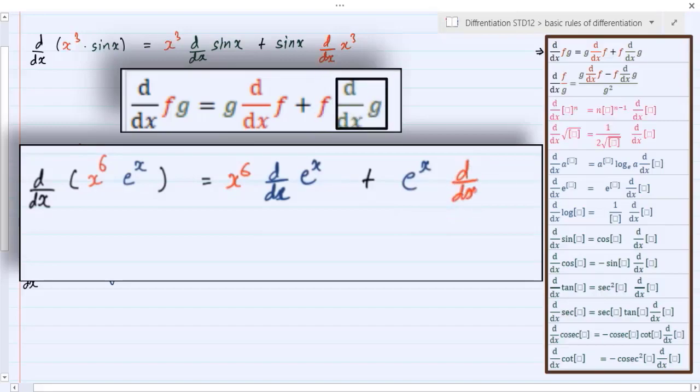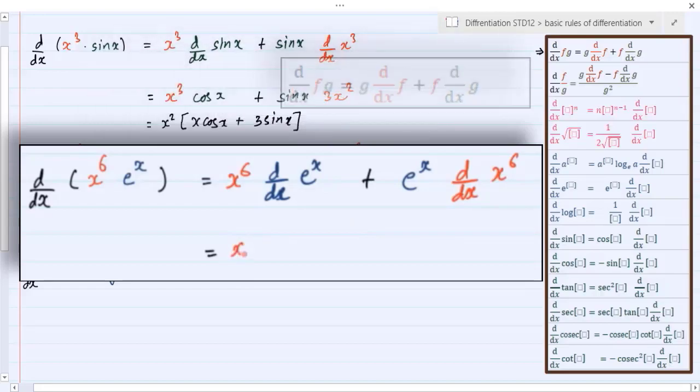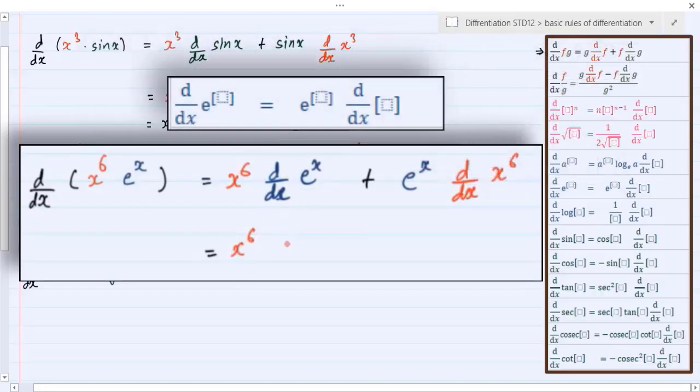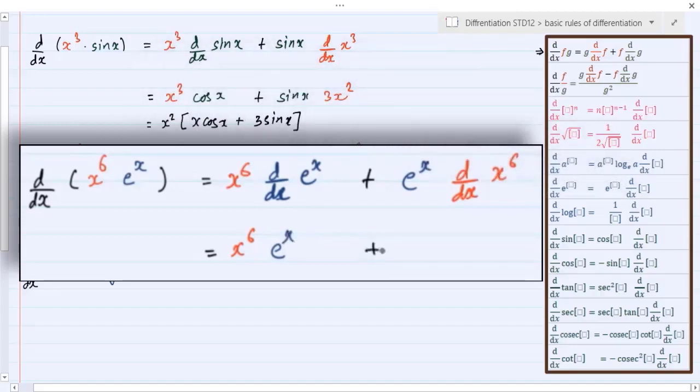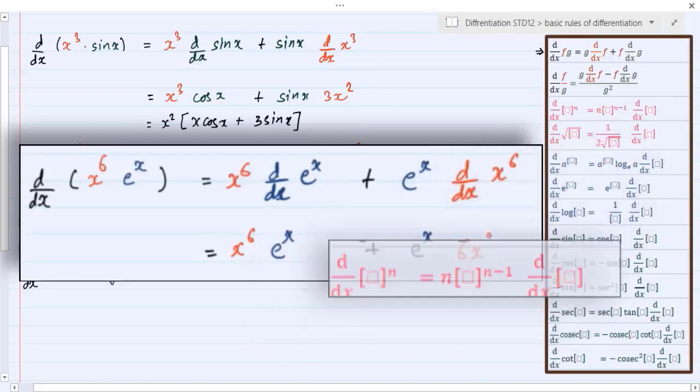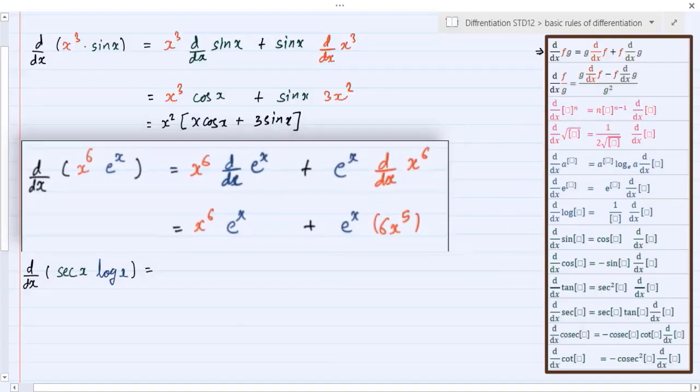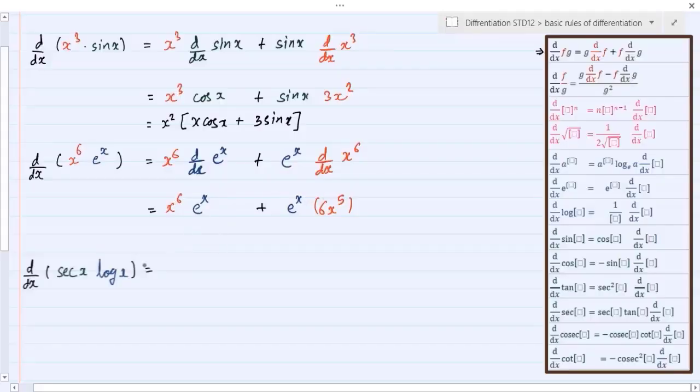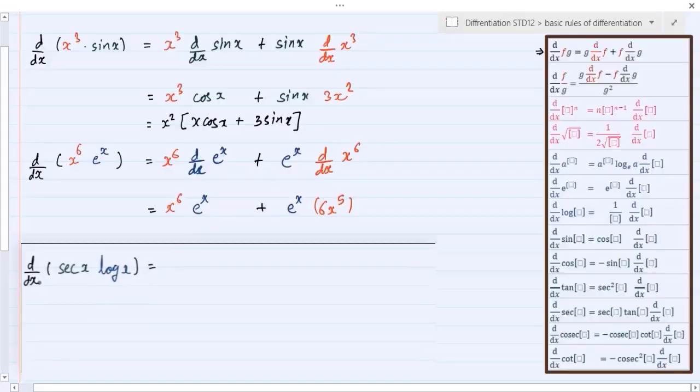We have to find d by dx of x raised to 6. Now, x raised to 6 is as it is, d by dx of e raised to x is nothing but e raised to x, plus e raised to x is as it is, differentiation of x raised to 6 is 6x raised to 5. Ta-da! Let's move to the next question.